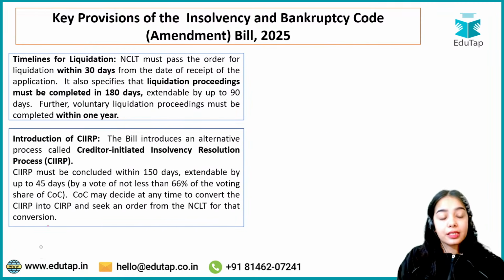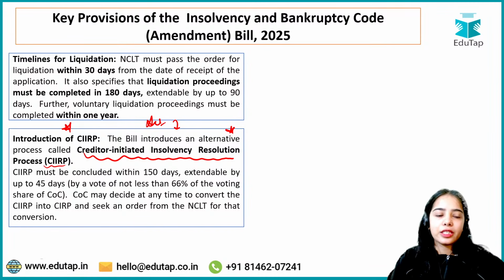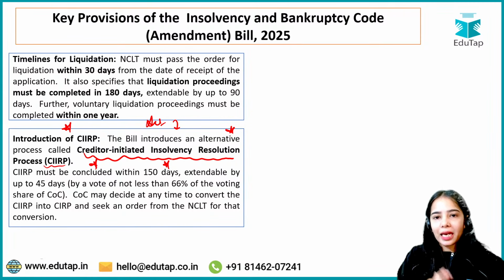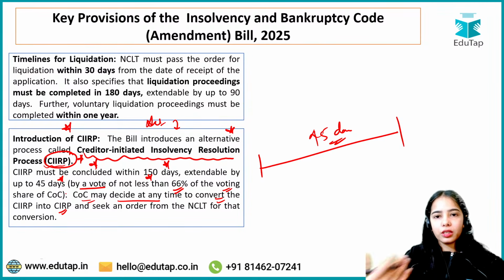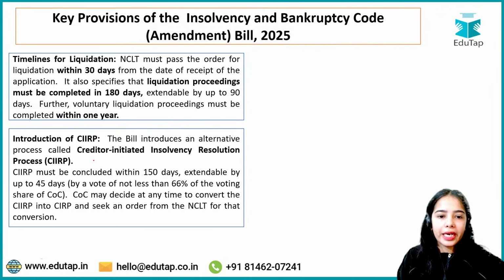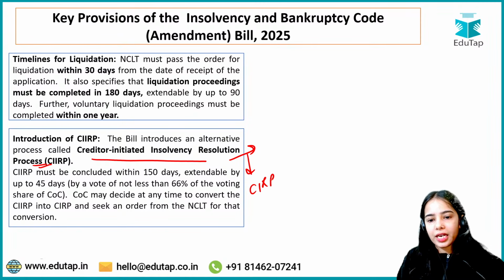Now, introduction of CIRP, this is important. The bill introduces an alternative process called the creditor-initiated insolvency resolution process. This must be concluded within 150 days. The time period is extendable by up to 45 days by a vote of at least 66% of the voting share of the Committee of Creditors. The Committee of Creditors may decide at any time to convert the creditor-initiated insolvency resolution process into the simple corporate insolvency resolution process under the NCLT, and seek an order from NCLT for that conversion. Okay.